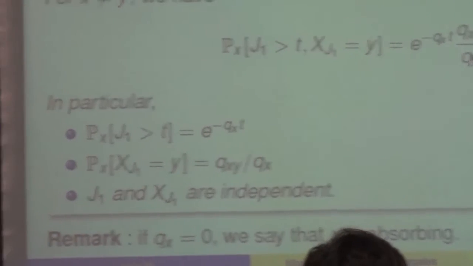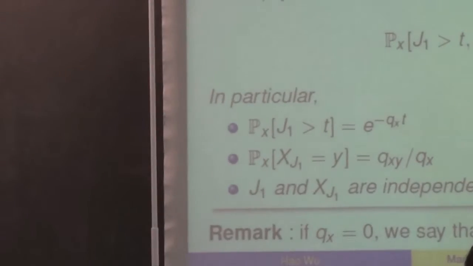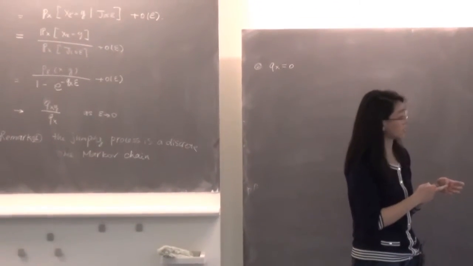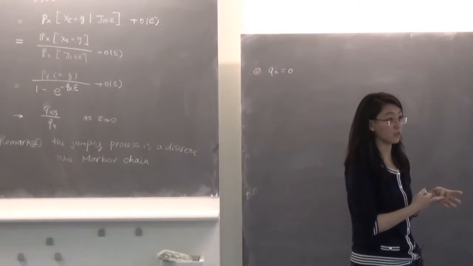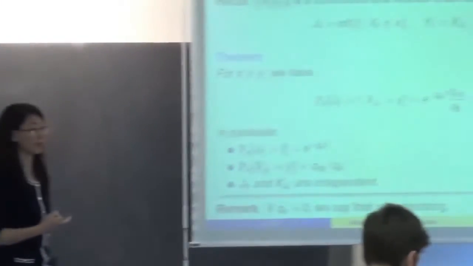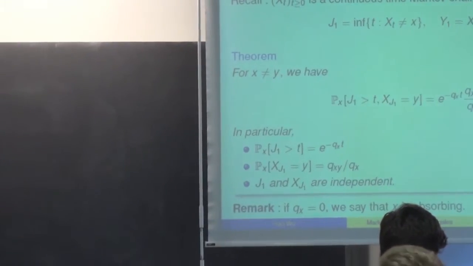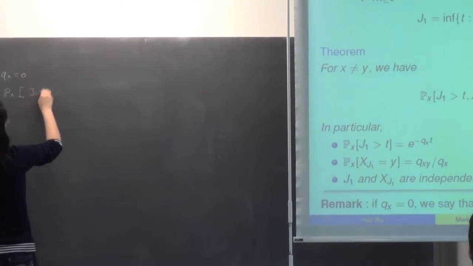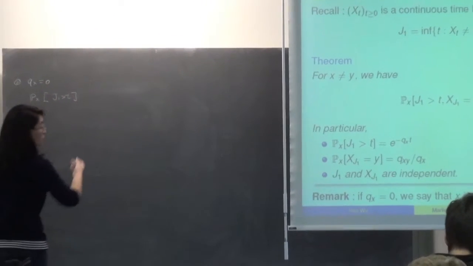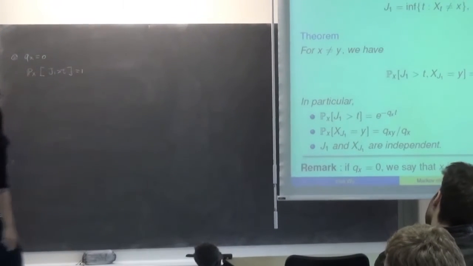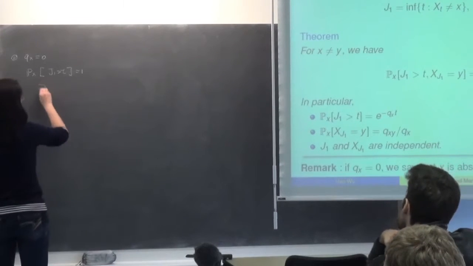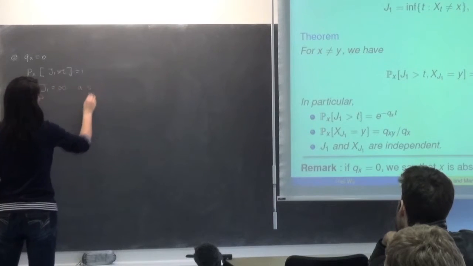So second remark: when q_x equals 0, you can repeat exactly the same proof. First show that J1 and X_{J1} are independent. Second, show that the law of J1 is exponential with parameter q_x. So if q_x equals 0, then what we have is 1. So the probability that J1 is greater than t is 1. So this tells us J1 is infinite almost surely.